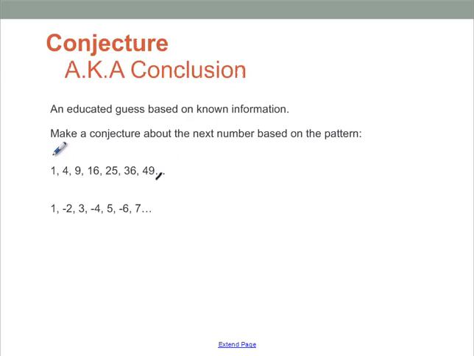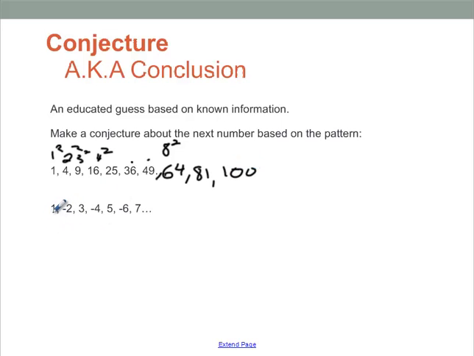Well, if you look at this, this is 1 squared. This is 2 squared, 3 squared, 4 squared, 5 squared, 6 squared, 7 squared. So this is going to be 8 squared, which is 64. We could keep going, 9 squared, 81, and then 100, which is 10 squared.